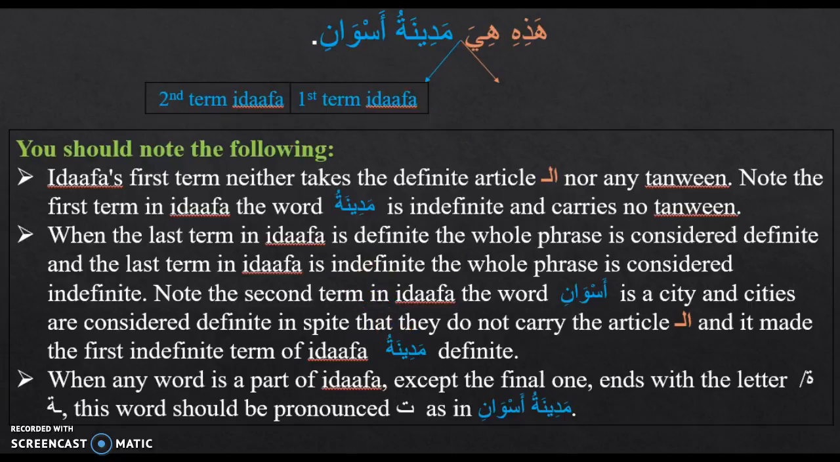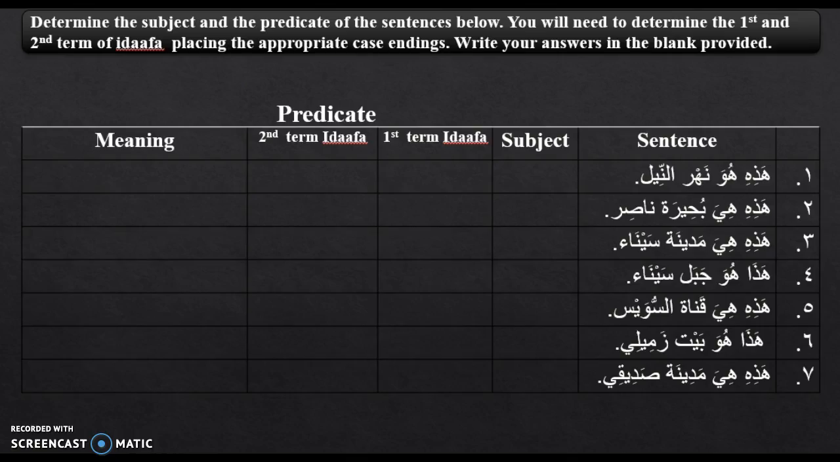Okay, take your time and read these rules on your own before you do this activity. Pause, read again, then do this activity. In this activity, you will be asked to determine the subject of the sentence, the first term of Idaafa and the second term of Idaafa. Here we have only two nouns. You are not going to be provided with more than two nouns of Idaafa. Then you need to provide the meaning of the sentence.